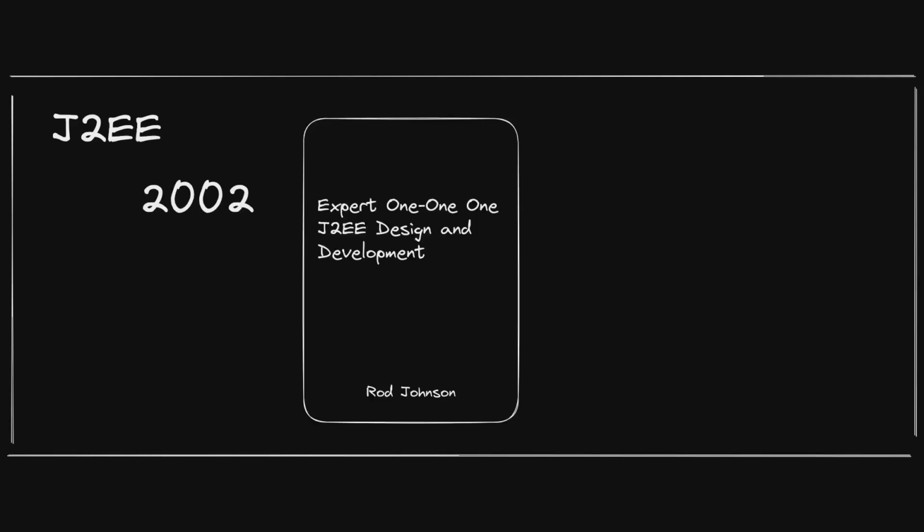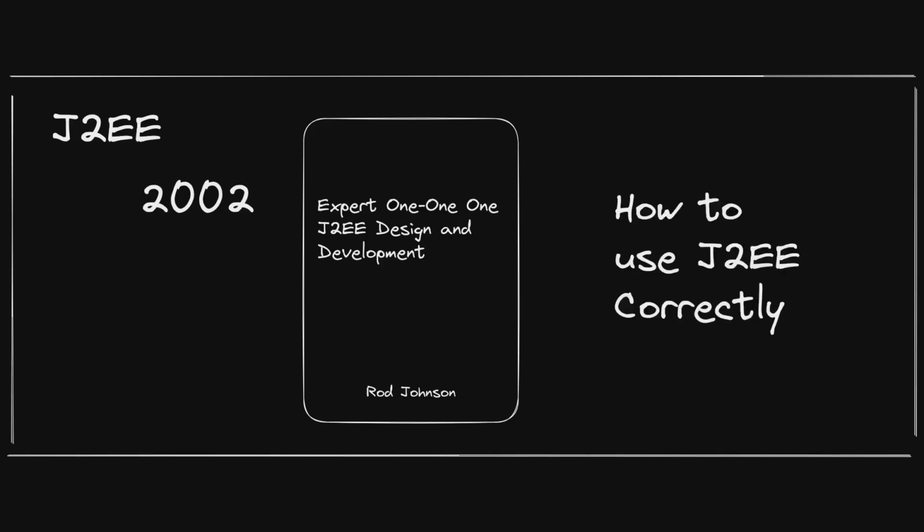Let's get started. Before Spring, the mainstream way of writing enterprise applications in Java was to use Java Enterprise Edition or J2EE. In the year 2002, a book, Expert One-on-One J2EE Design and Development, was released by Rod Johnson. The main premise of the book was how to use J2EE correctly.